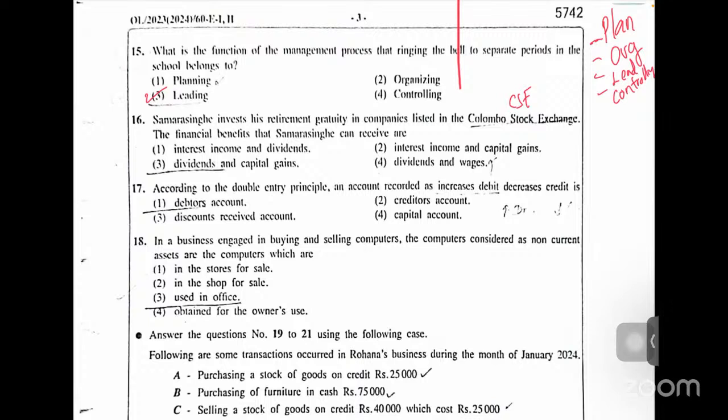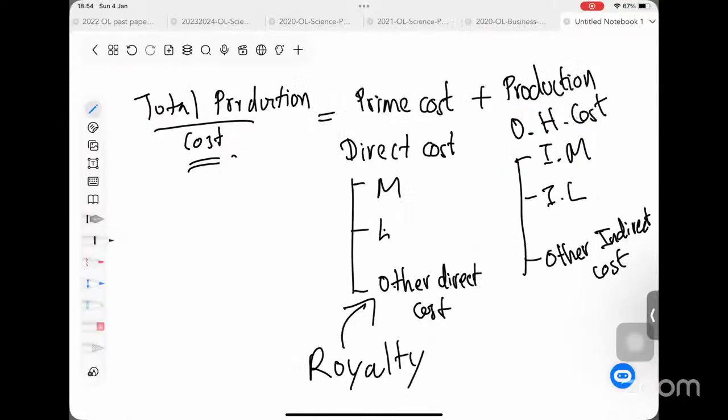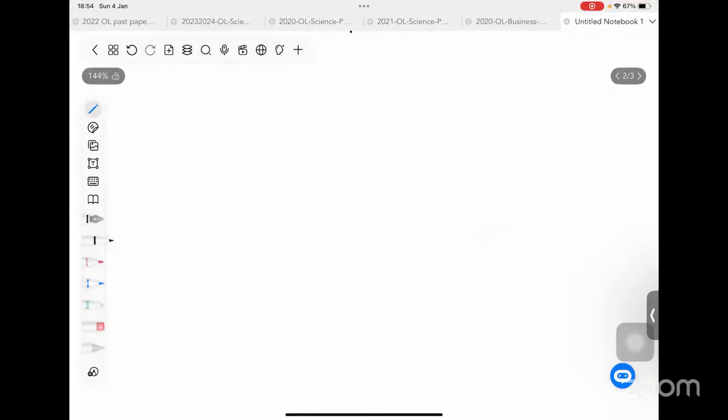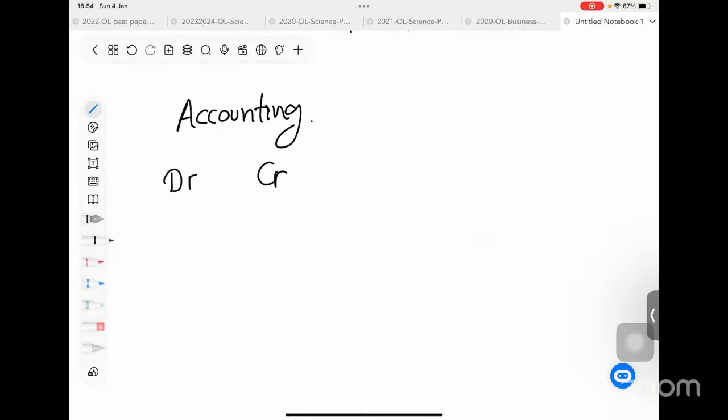According to the double entry principle, an account recorded as increased debit, decreased credit is... Okay, so in accounting, if we are going to record increase in debit and decrease in credit, what are the two elements in accounting that we're going to record as increase in debit and decrease in credit?